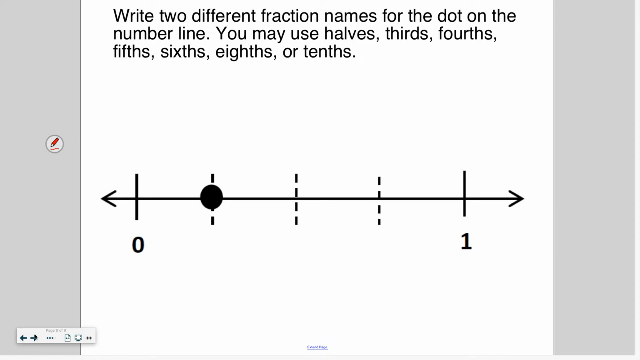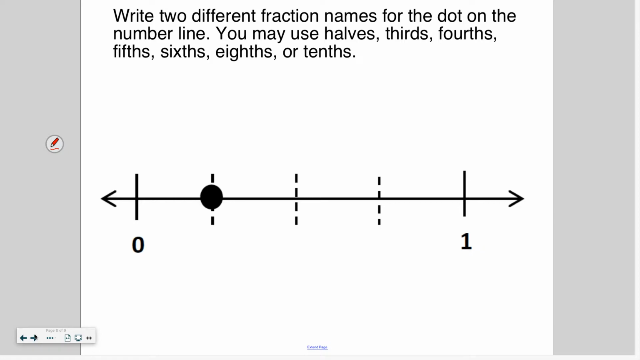So today we want to write two different fraction names for the dot on the number line. That's why they're equivalent, because they end up on the same point on a number line. You may use halves, thirds, fourths, fifths, sixths, eighths, or tenths.